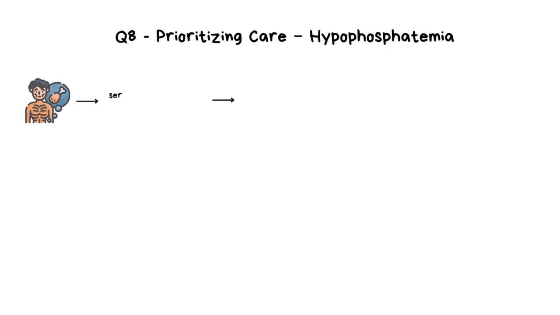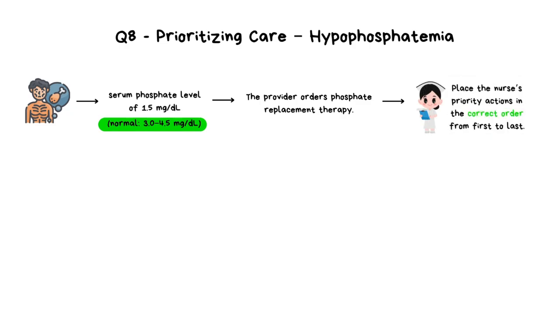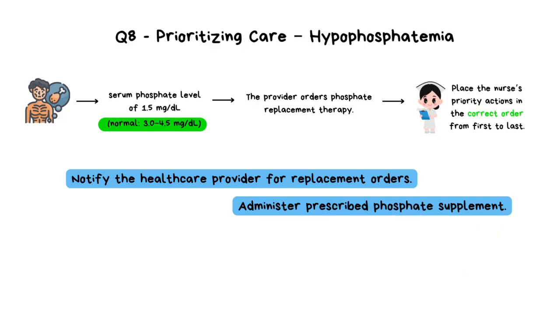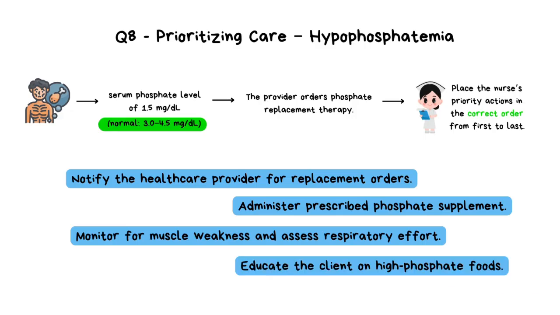Now let's review the priority actions for a client with severe hypophosphatemia. A client with malnutrition has a serum phosphate level of 1.5 milligrams per deciliter. Place in order the nurse's priority actions. Notify the healthcare provider for a replacement order. Administer the prescribed phosphate supplement. Monitor for muscle weakness and respiratory effort. Educate the client on high phosphate foods. Pause and decide on the correct sequence.